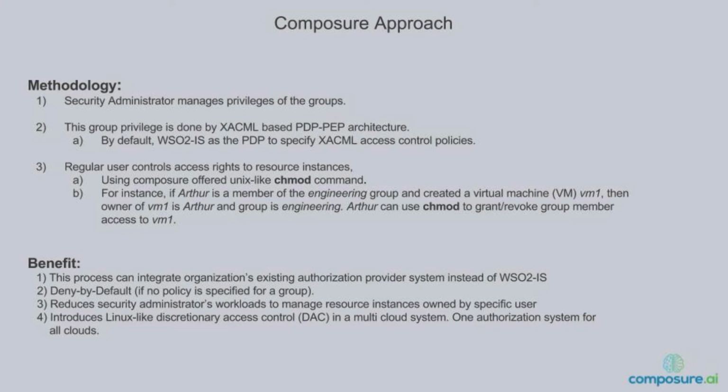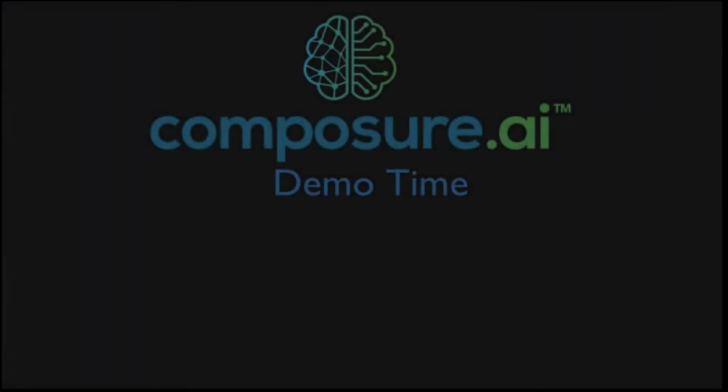It allows the security administrator to specify, using XACML-based policy, how to manage group privileges for resource types, and then offers a Linux-like change mode command so that users of a group can manage specific resource instances. There are several advantages of this approach. First, this process can integrate any external authorization provider system. Second, if no policy is specified for a group, members of that group will have no access. Now, let's see a demo.